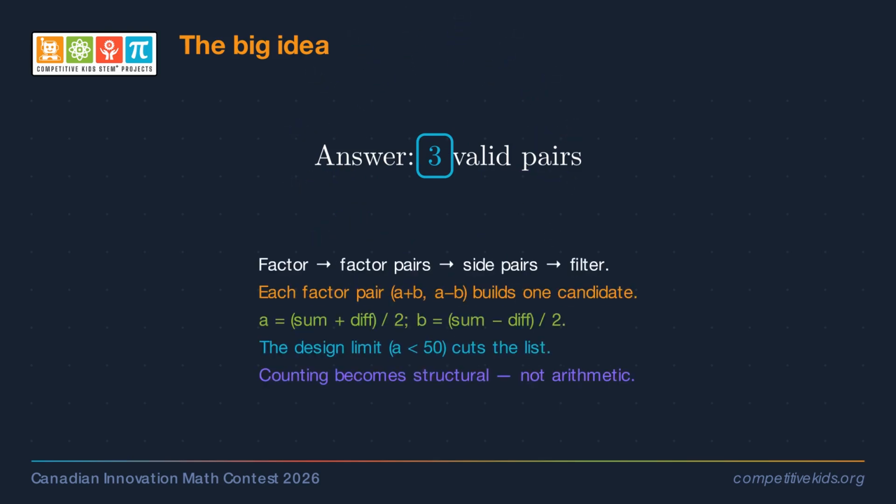Factor the patch difference. Each factor pair builds a candidate side pair. Filter by the design constraint. This is real competition math. The trick from the foundation video did all the heavy lifting here.